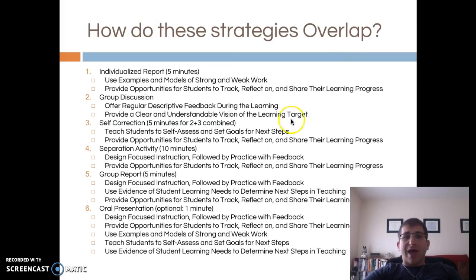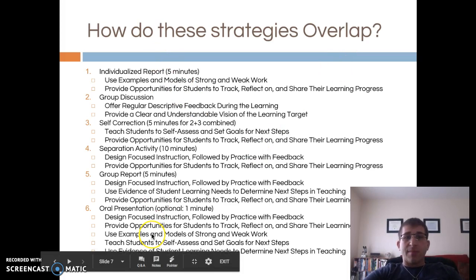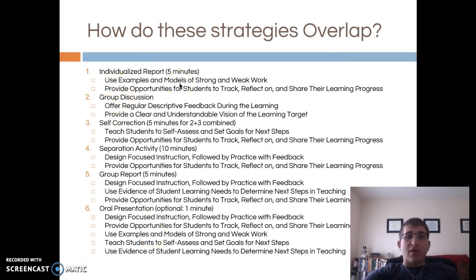Here's how they overlap. So I've got the 6 strategies by Gupta, and within that I have the 7 strategies, some of which are used more than once, within each of these categories below. So the individualized report uses 2 of the 7 steps: using examples and models of strong and weak work, and providing opportunities for students to track, reflect on, and share their learning progress.